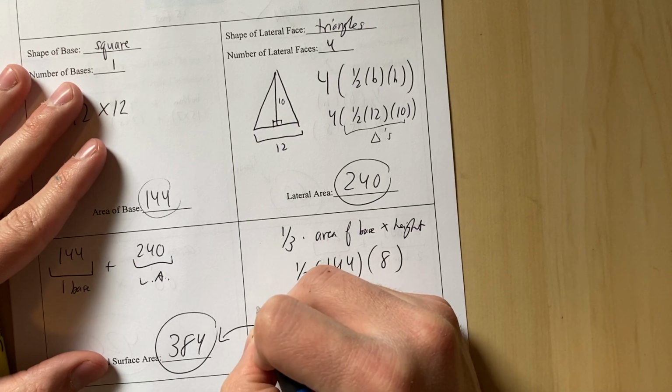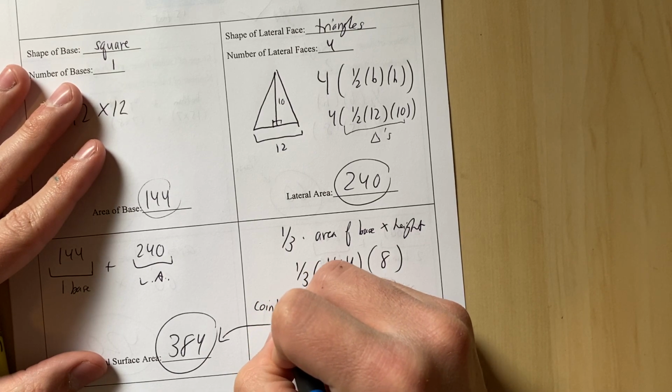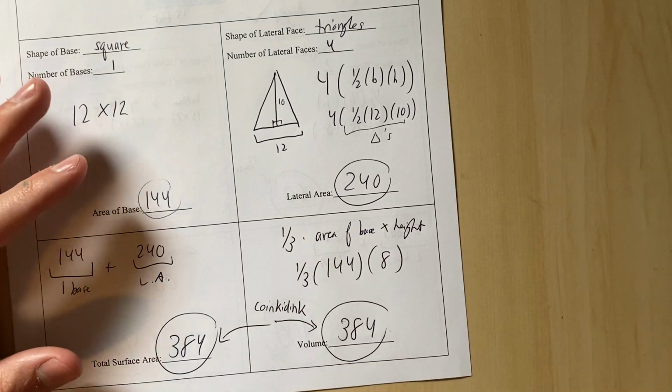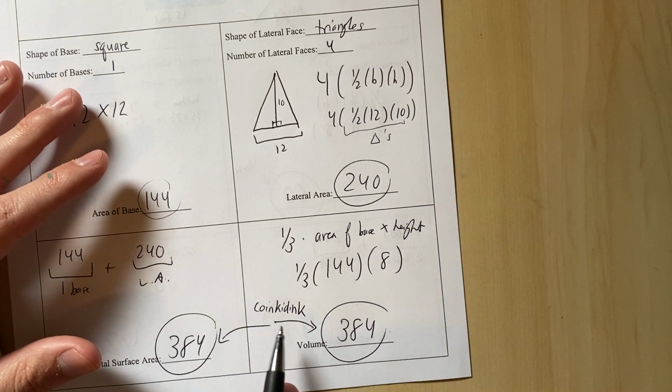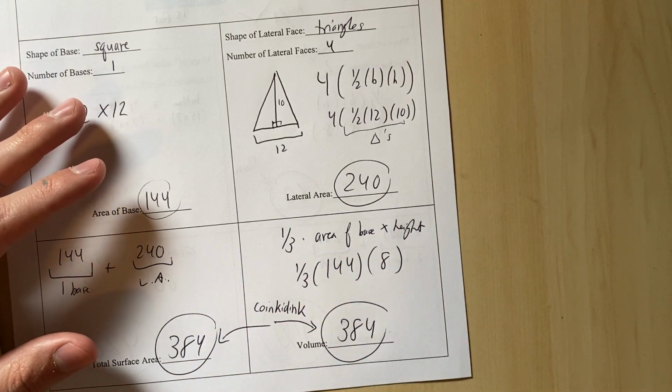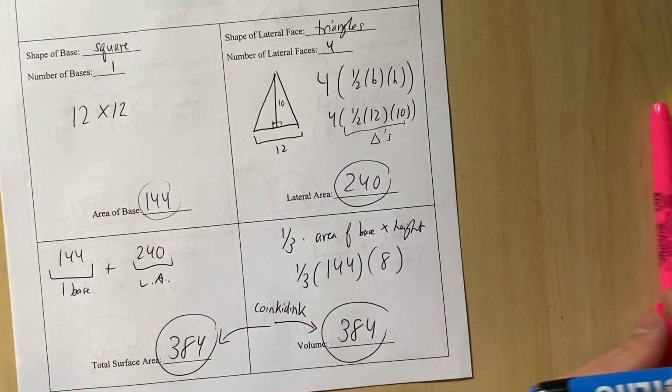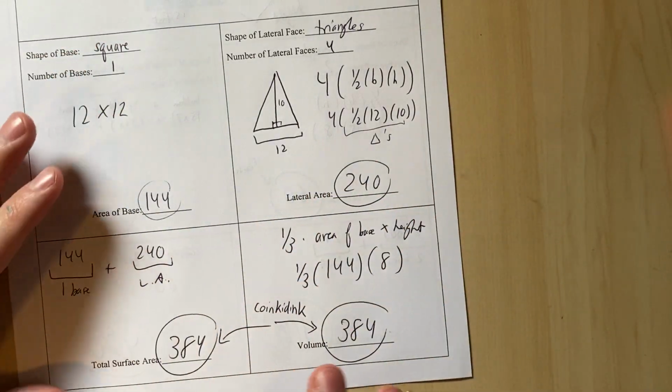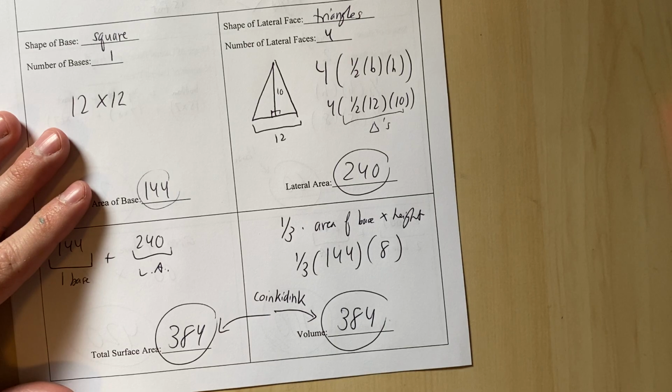This, my friends, is what we call a classic coinky-dink. I think that's how you spell it. Coinky-dink. This is a coincidence. This is totally not on purpose. All right, so don't freak out and think, oh my God, total coincidence. All right, boom.